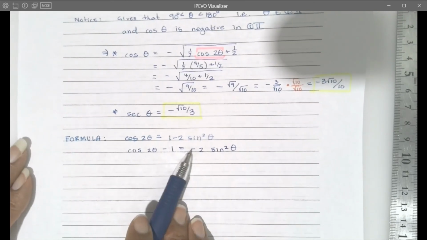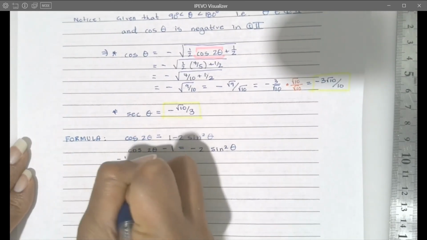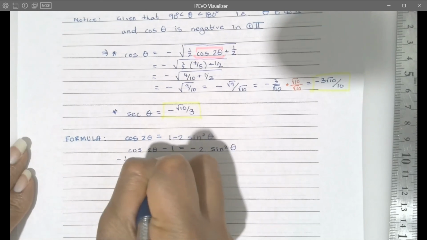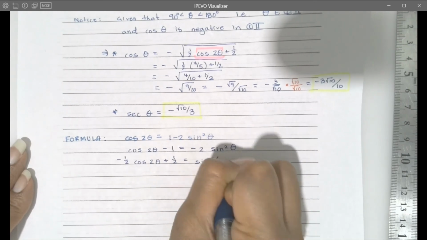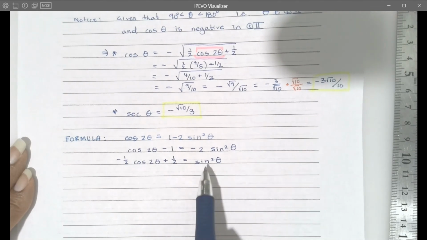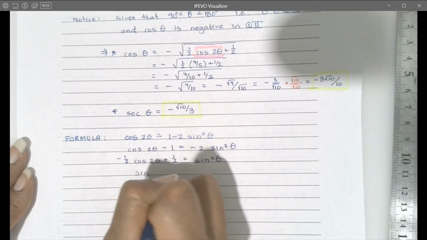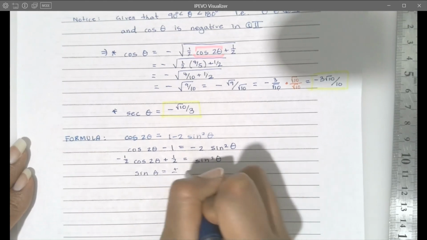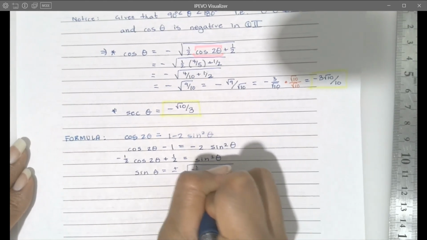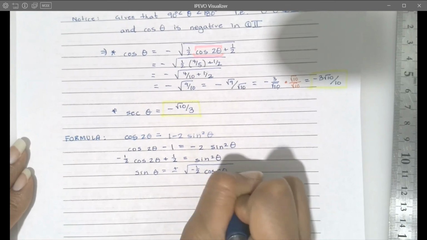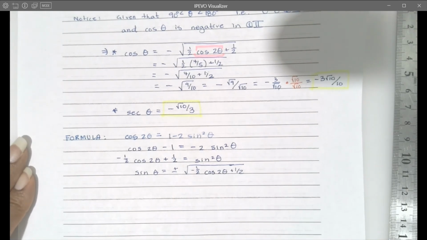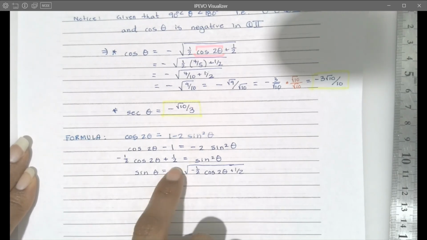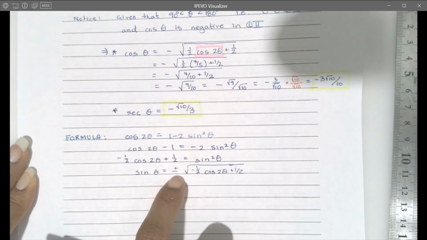Then if we multiply by -1/2 both sides of the equation, we'll end up with -1/2 cosine 2 theta plus 1/2 is equal to sine squared theta. Then if we take the square root, we're going to end up with sine of theta equals plus or minus square root of -1/2 cosine 2 theta plus a half. Now because, again, we are in quadrant 2, sine is positive in quadrant 2, so we're going to pick the positive radical instead of the negative radical.